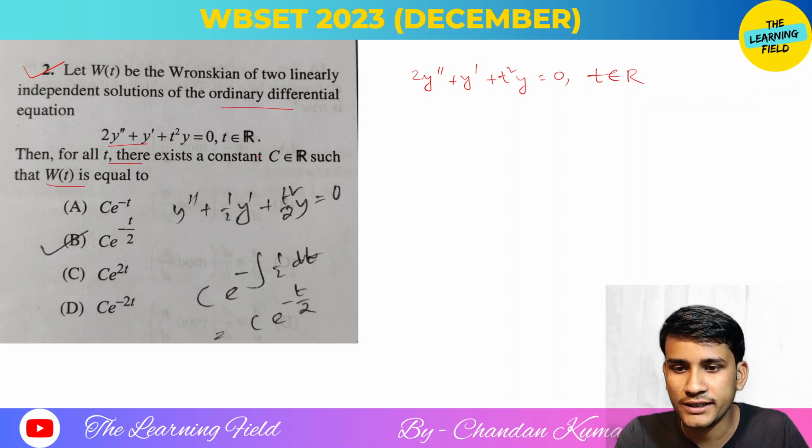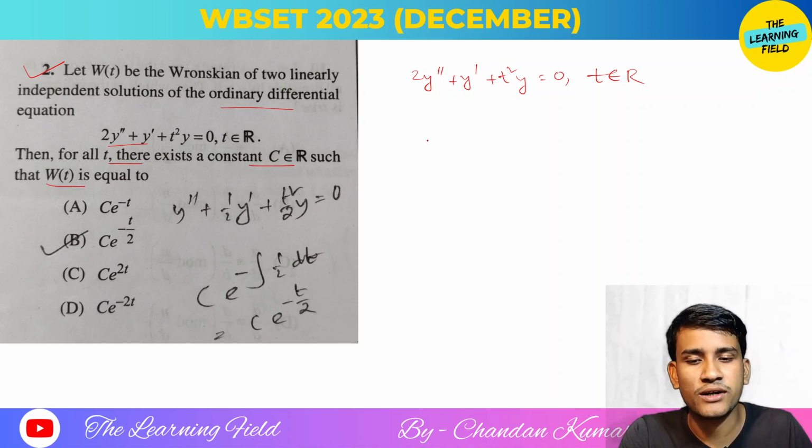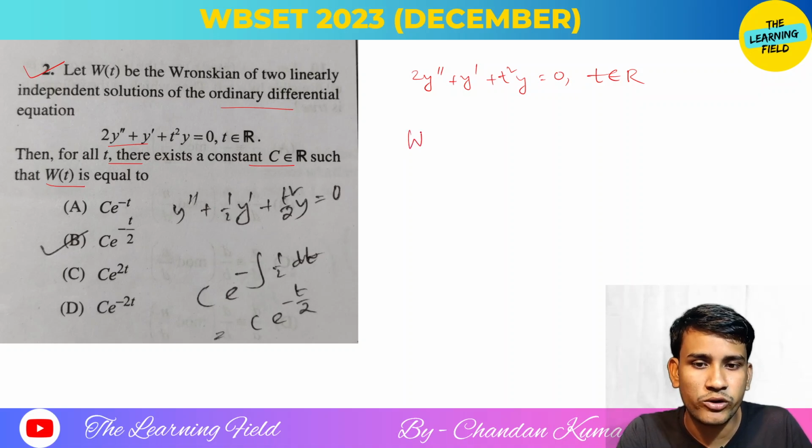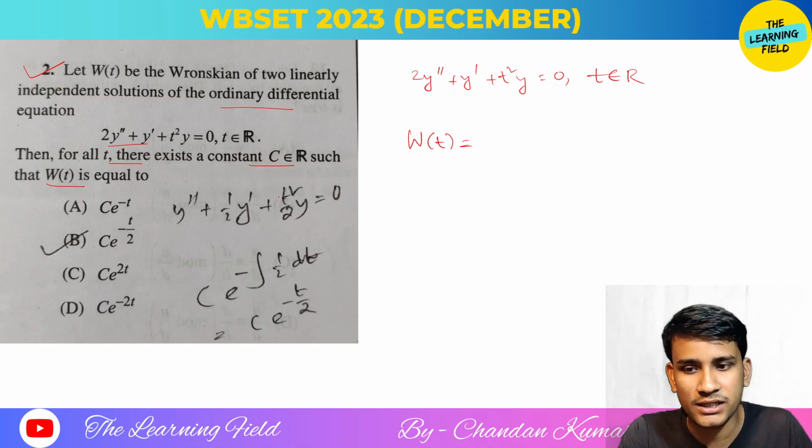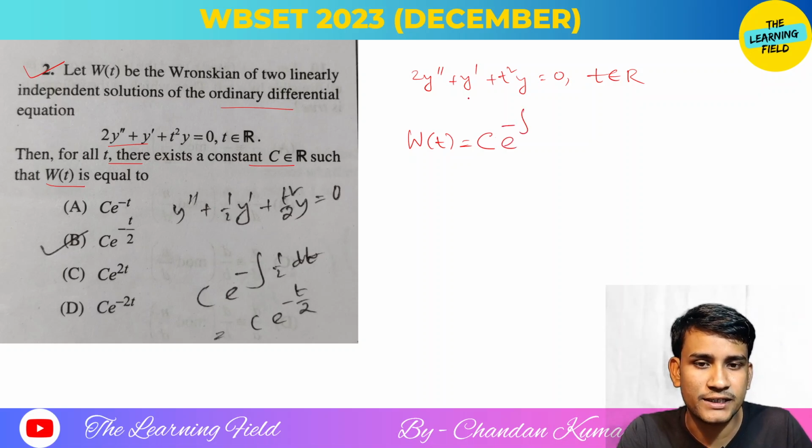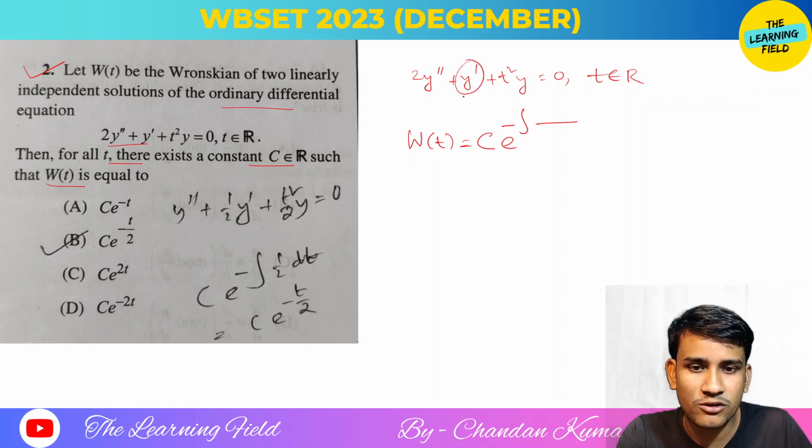Then for all t there exists a constant such that W(t) is the Wronskian, so we can find it easily. By Abel's formula, we know that the Wronskian W(t) is equal to some constant, which we take as c, into e to the power minus integration of the coefficient of y', which is 1, over the coefficient of y'', which is 2, with respect to dt.